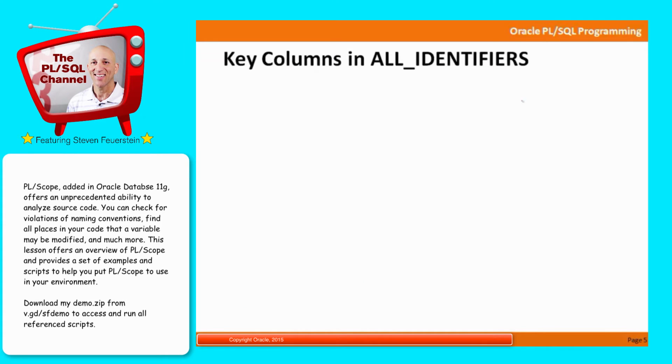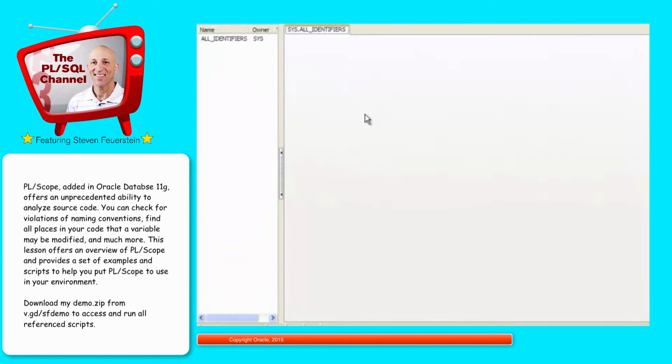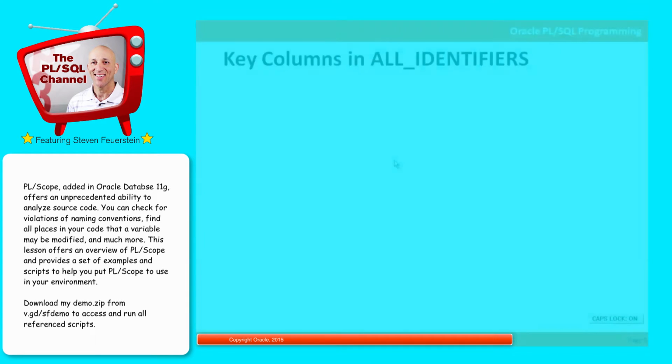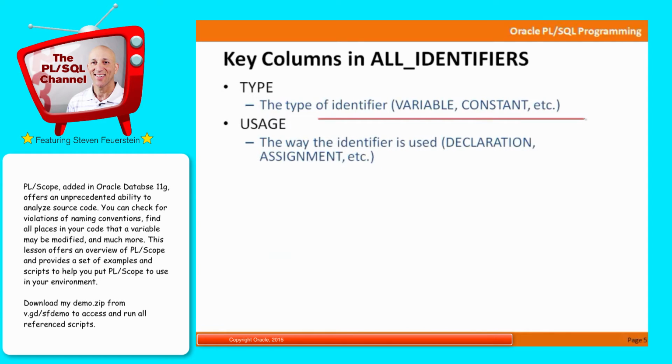Now, the all identifiers data dictionary view contains lots and lots of information. In fact, let's just take a look at that for a moment. Lots of columns, and we're going to take a look at a number of these through the examples, but the ones that are of most importance to us, besides the obvious things like the owner and the name, are the type. That tells us the type of identifier we're looking at. Is it a variable, a constant, a procedure, a package? Its usage. How is this identifier used in our code? Is it being declared? Is it being assigned a value? Is it a reference to that element?